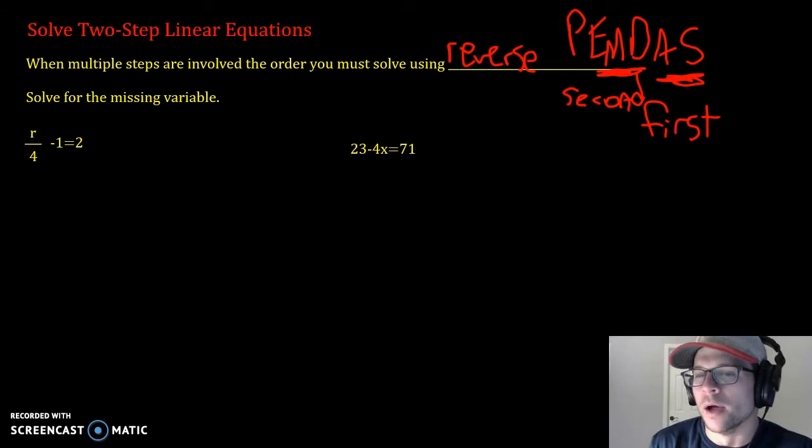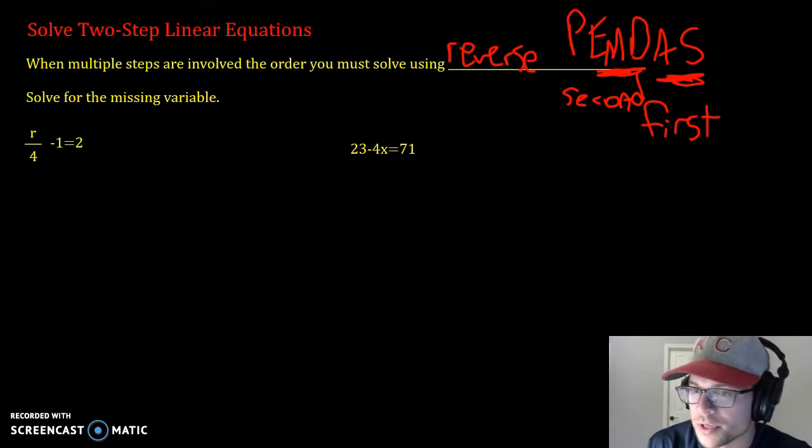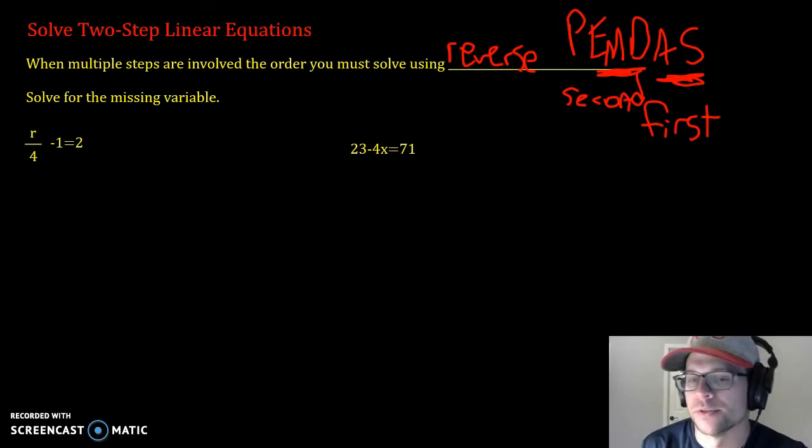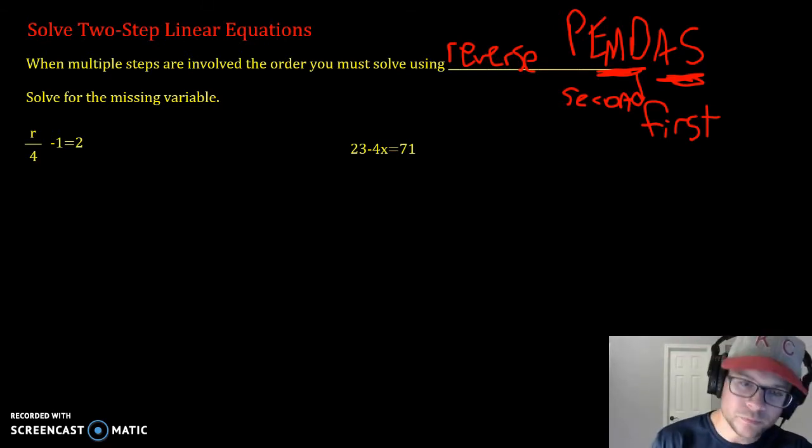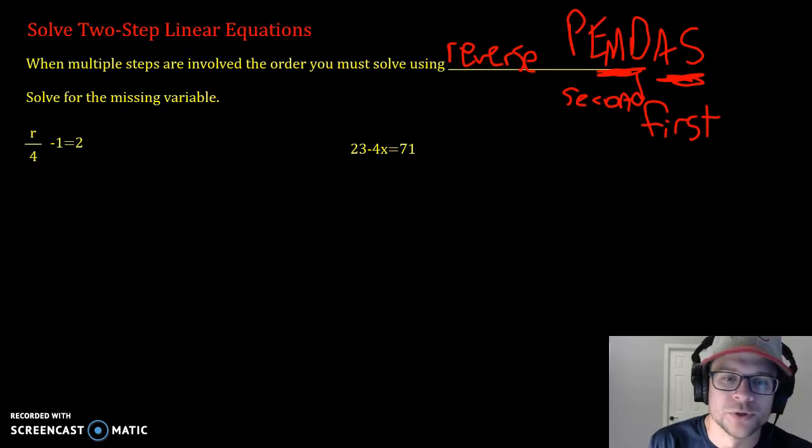Usually you won't see too many exponents and parentheses this early on with just a two-step, but it still follows in that reverse order where you add and subtract things across the equal sign, then you multiply and divide across the equal sign. So let's hop into some examples. r over 4 minus 1 equals 2.